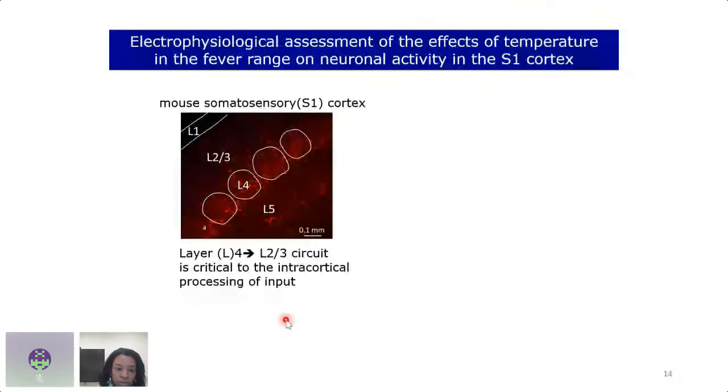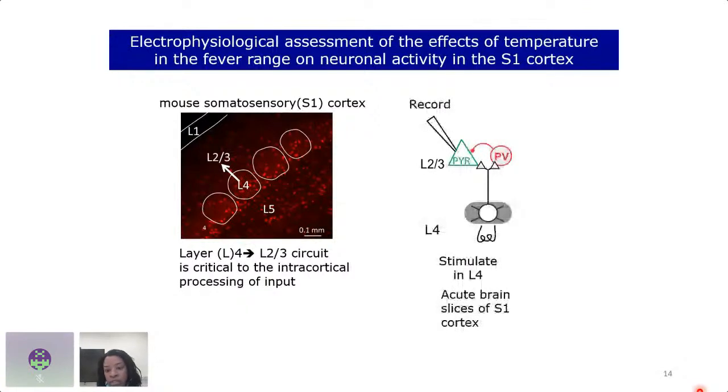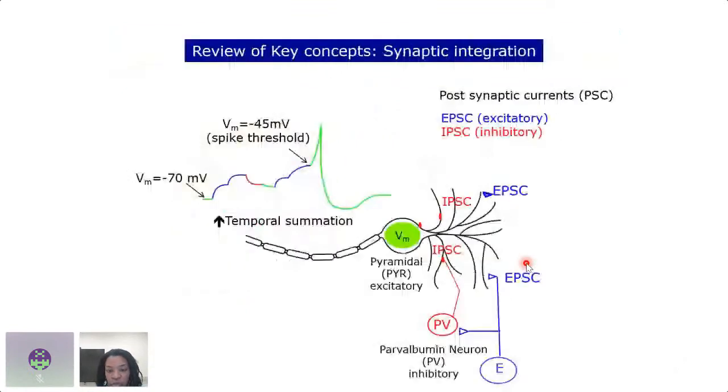So the tactile input from the whiskers enters in layer 4 of the cortex, which has 6 layers, 5 of which are shown here. And the layer 4 input is then projected to the above layer 2-3. And this layer 4 to layer 2-3 input is critical to the intracortical processing of this tactile input. So we can remove the mouse brain and make acute slices of S1, and we could mimic the normal sensory inputs into layer 4, which will activate the circuit through electrical stimulation. So we electrically stimulate in layer 4, and we can see the resultant responses in the above layer 2-3 pyramidal neurons. So the circuit that we are studying can be really simplified to contain these 3 components.